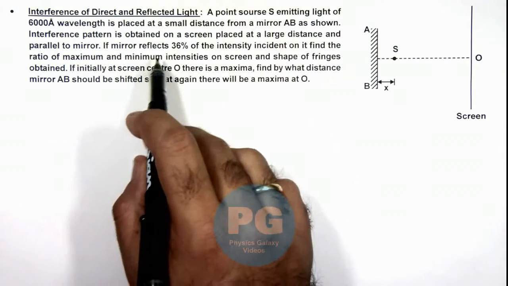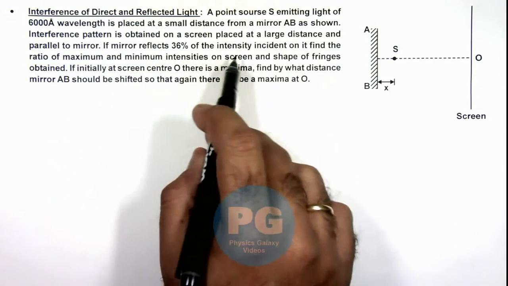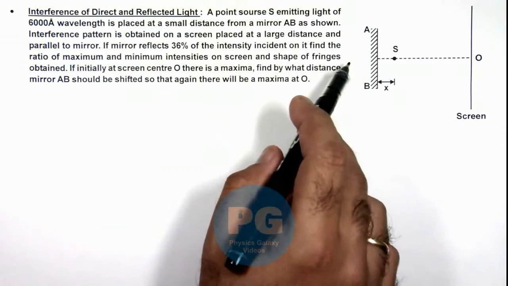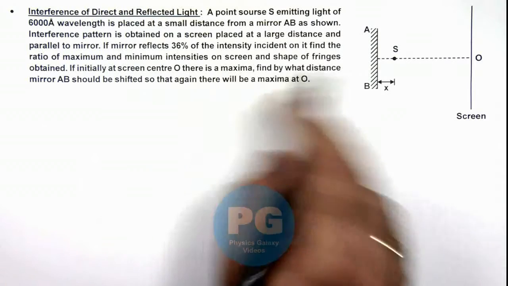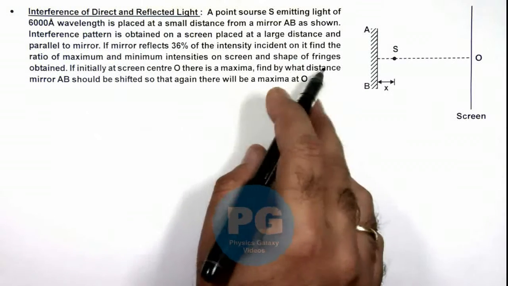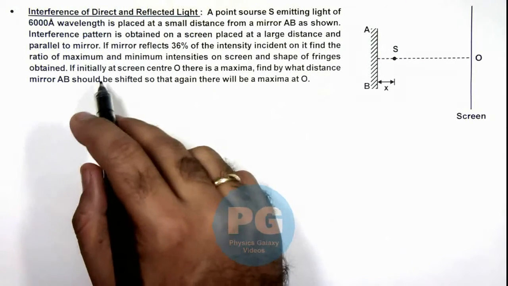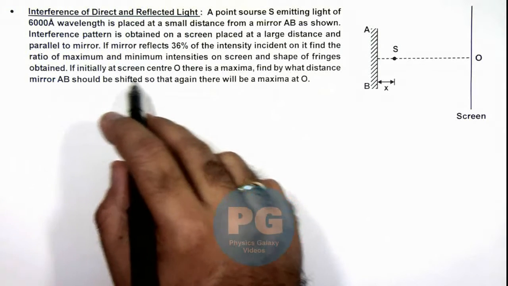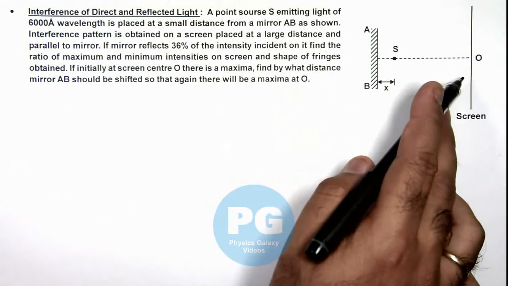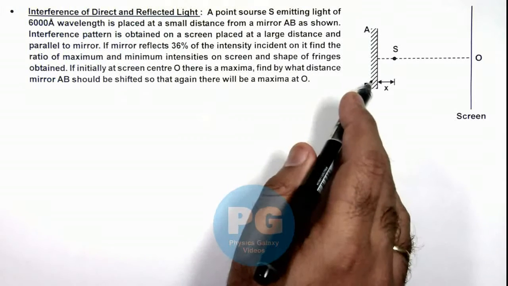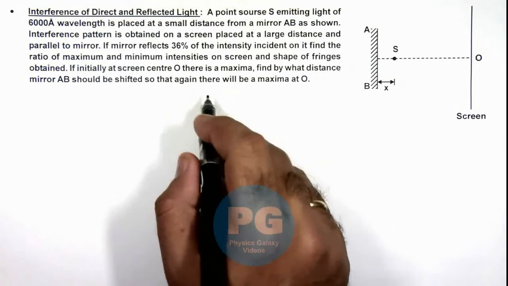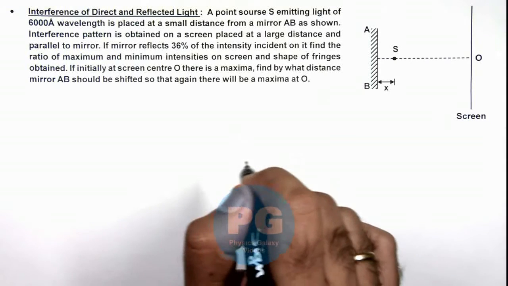A mirror reflects 36% of the intensity incident on it. We are required to find the ratio of maximum and minimum intensities on a screen and the shape of fringes obtained. And if initially at the screen center there is a maxima, we are required to find by what distance mirror AB should be shifted so that again there will be a maxima at point O.